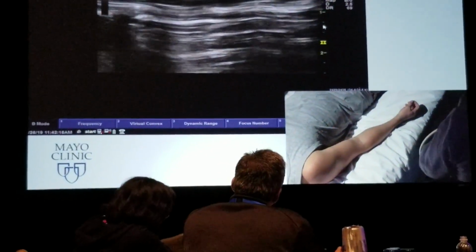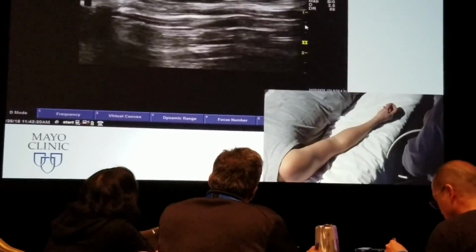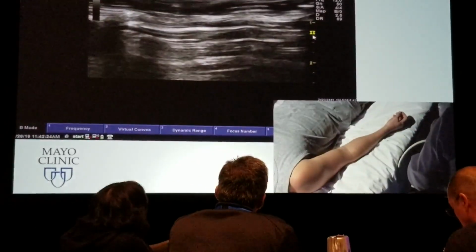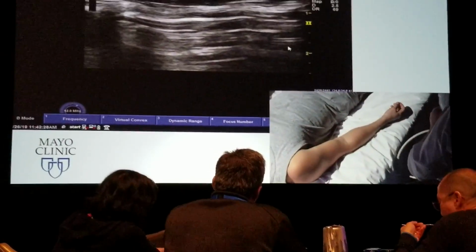So those are really the very basics of just getting a quality image. You can move the focus point, which is on the right, that double yellows. You can change the frequency at 12 vectors. So that all looks in place.